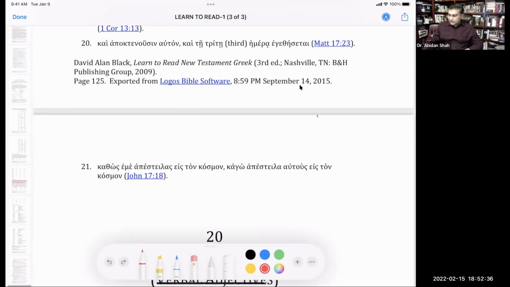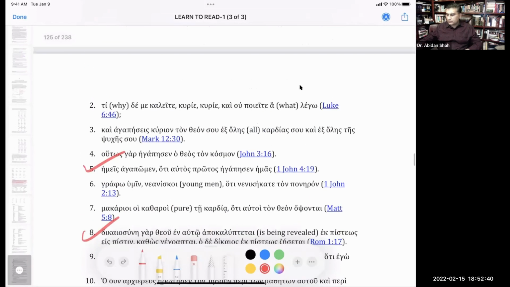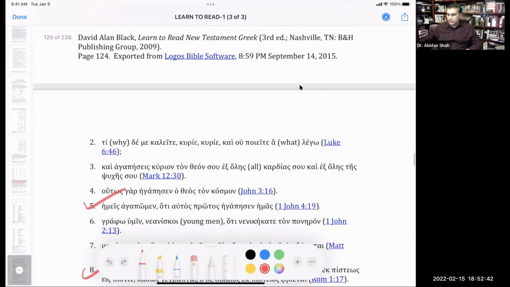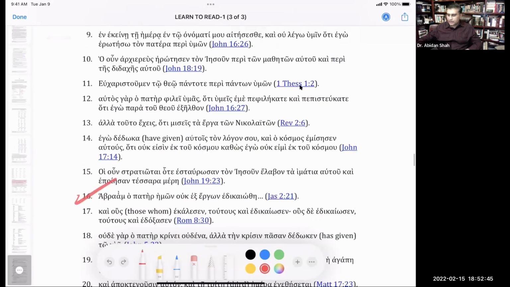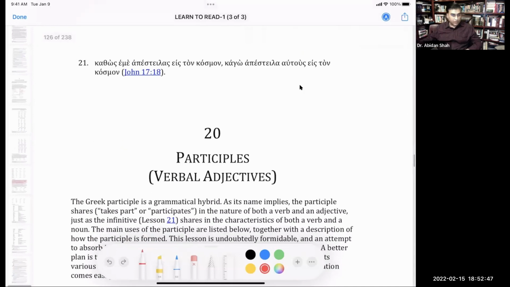All right, let's try this again. Number 1, number 5, number 8, number 16 for your homework.